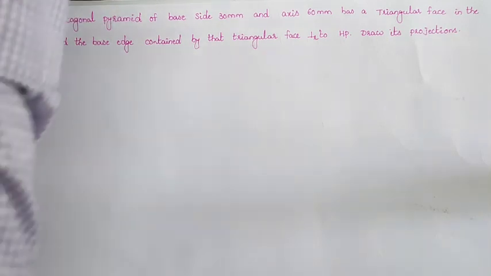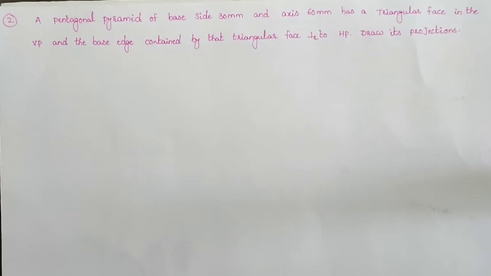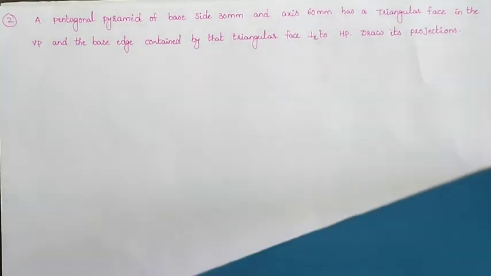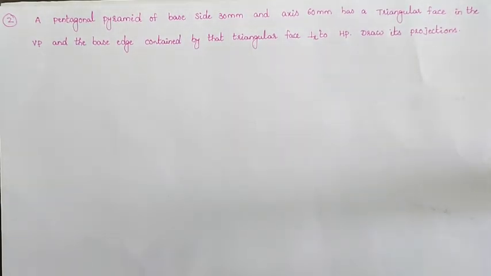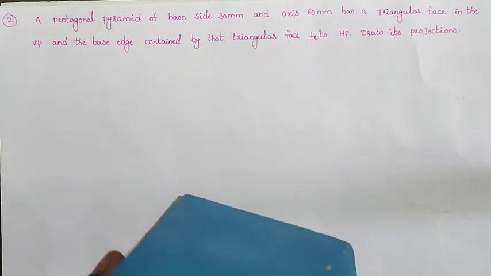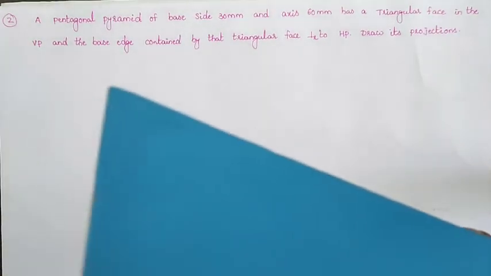So I am taking this one, the triangle. This one is the pentagonal pyramid, which has one of its triangle faces in the VP. This triangle face is lying on the VP, and the base edge contained by that triangle face is perpendicular to the HP.